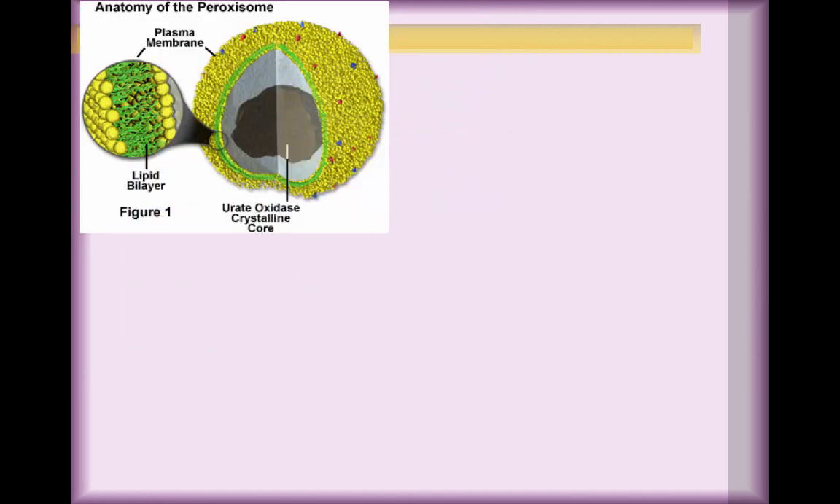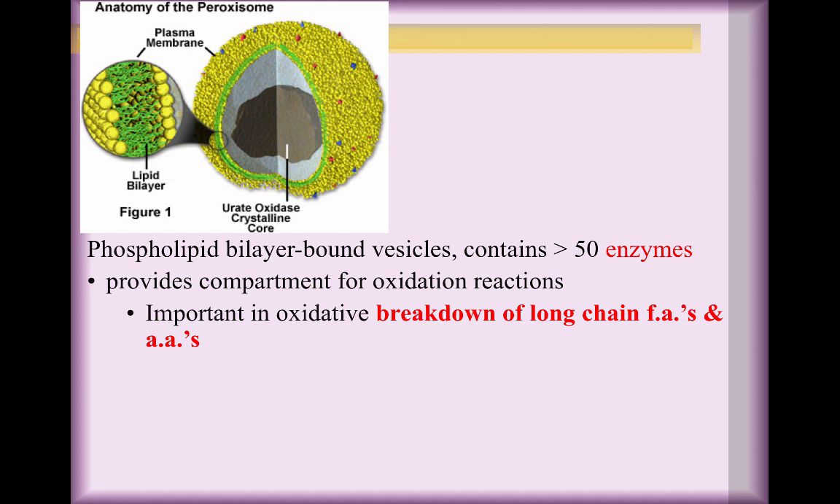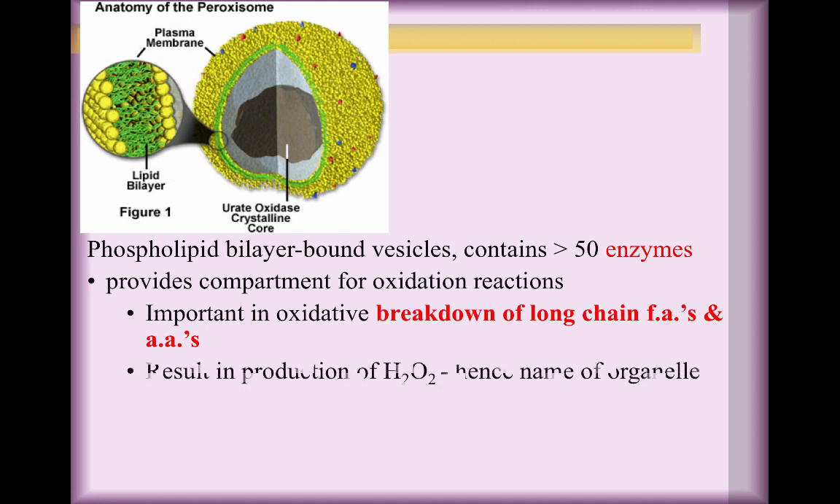An organelle, which is very similar to a lysosome, but is much, much, much smaller, is a peroxisome. And so a peroxisome, too, is a little vesicle which is encased in phospholipid bilayer, and it contains lots and lots of enzymes as well. The peroxisome actually provides a compartment for oxidation reactions. And remember, we talked about oxidation reactions when we did chemistry. And in particular, things that get oxidized include long-chain fatty acids and also amino acids.